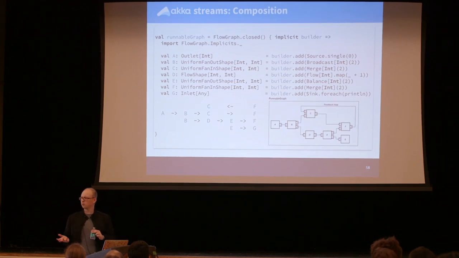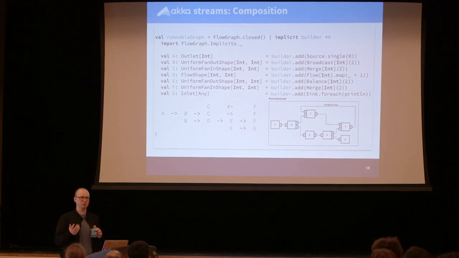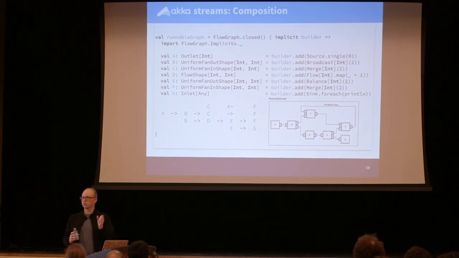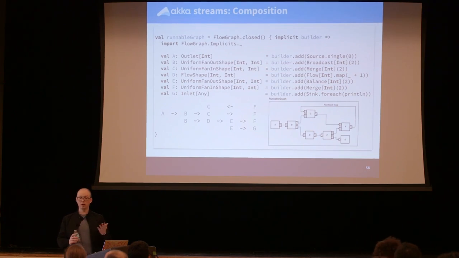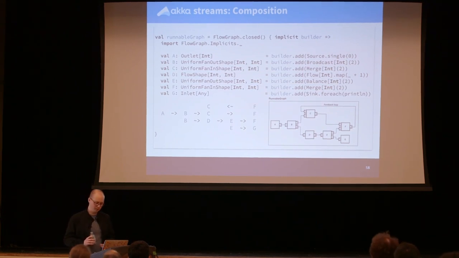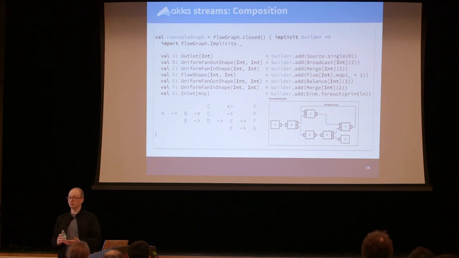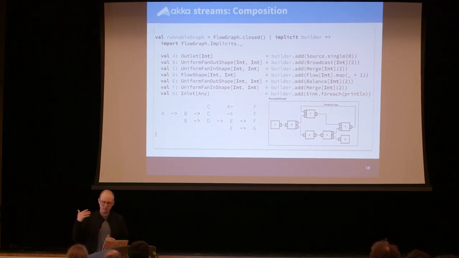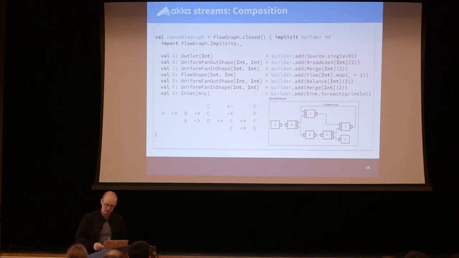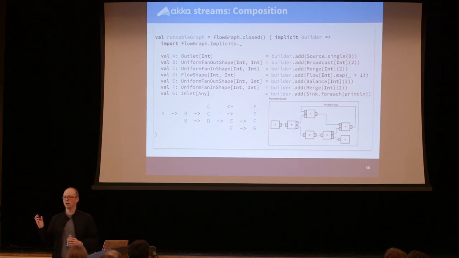So we create this closed graph, right? It's a closed graph. It will not have inputs and outputs exposed after it's created. We create A, which is a source of single, it's a zero in this case. We create a broadcast, which will send the same element to multiple outputs. We have a merge that takes two inputs and merges those. We have a flow that adds plus one to things that get passed through. We have a balance stage that will round robin balance amongst its outputs. And we have another merge stage of two. And then we have the sink that will just print out the value.